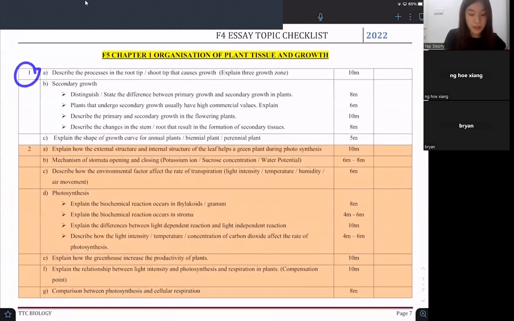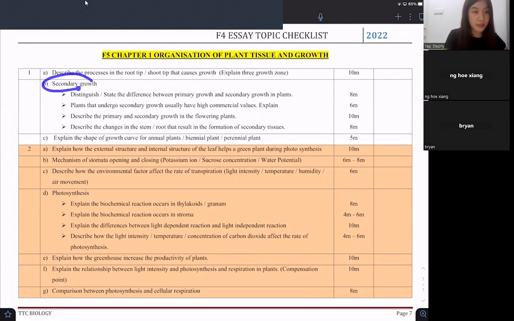So this is chapter 1. You can see the process occurs in the root tip and the shoot tip, which we need to explain for the tree growth zone. The maximum point is 10 marks. I choose the maximum ones. I refer to the trial papers and also past year papers. I choose the maximum marks so that you all can prepare for your exam.